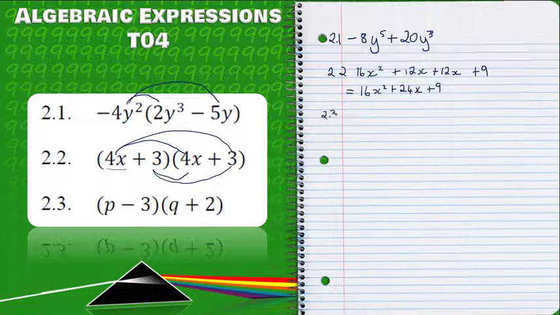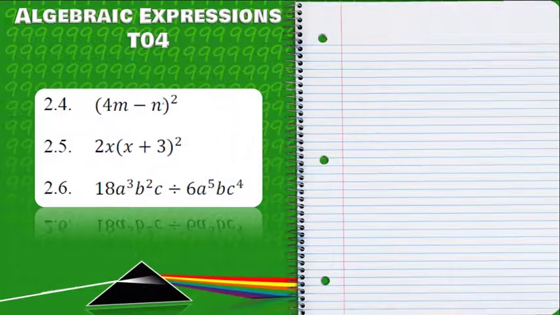Then 2.3. Here we have another one, exactly the same method to follow as in question 2.2. So p times q is pq. Then p times 2 is 2p. Then minus 3 times q is minus 3q. And then finally, minus 3 times positive 2 is negative 6. And over here we don't have any like terms, so this is how we leave our answer.